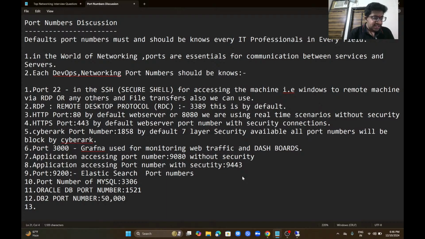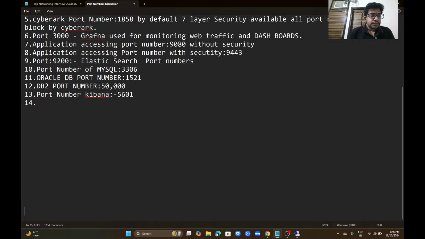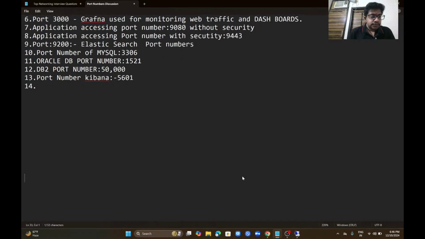After this, the Kibana port number: 5601 is the Kibana port number. And the 14th one.